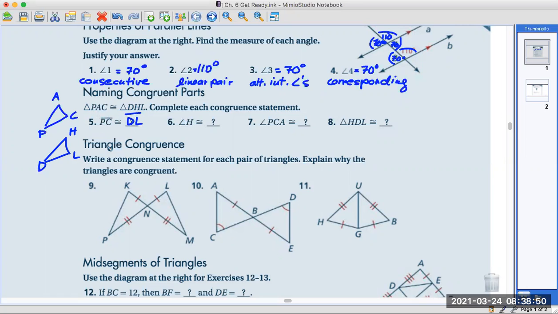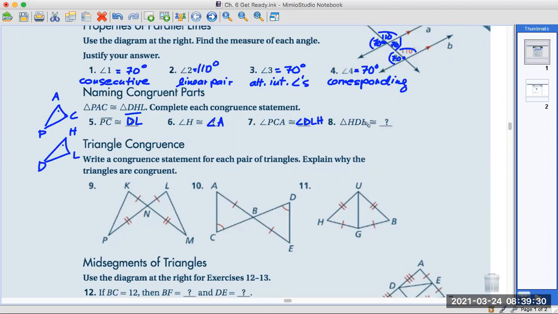This is an angle, angle H. This one is congruent to angle A. You can also look at your drawing, H and A. This is an angle, angle PCA. PCA, so that's this angle right here, is congruent to DLH, this angle. Or you can look at how it's listed here, PCA, DLH, has to be in the right order.